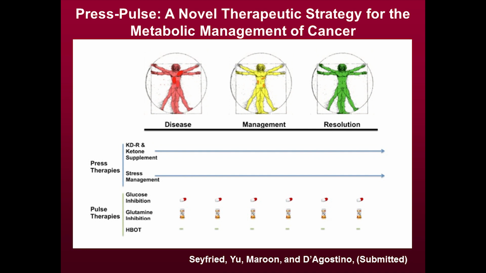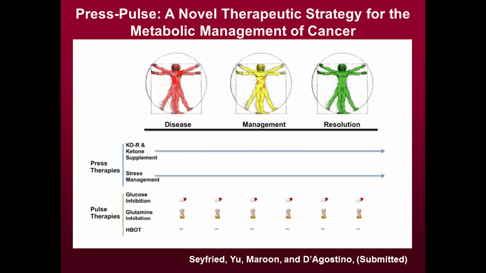And then while this is going on, we institute pulse therapies, which is glucose inhibition. Part of that is coming from the diet, but we can boost that up a little bit when we use glucose inhibitors, 2-deoxyglucose, fluorodeoxyglucose. There's a whole range of drugs that could be applied here. Then we have glutamine inhibitors. I just gave you an example of DON, because we were just trying to test the hypothesis. So there might be other glutamine inhibitors that could work as well. And then we have hyperbaric oxygen. These are all press or pulse therapies.